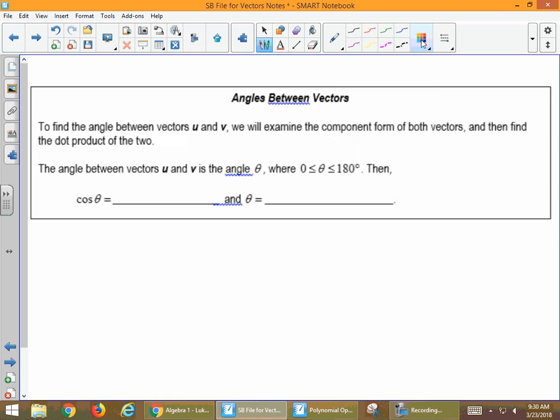The way you find the angle between two vectors is cosine of theta, and we're solving for theta, is the dot product of our two vectors divided by their magnitudes multiplied. Practically, the way you'll use it and put it in your calculator is theta equals arc cosine of the dot product over the magnitudes.